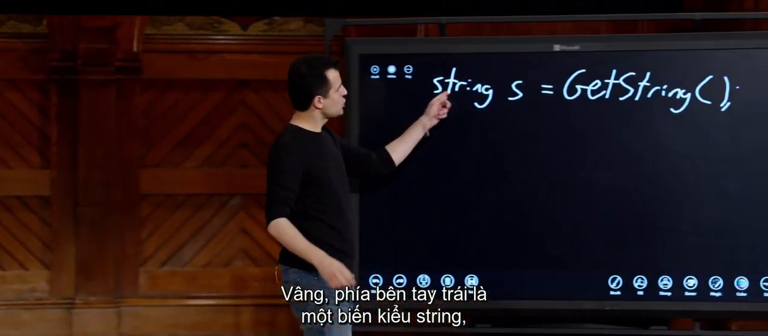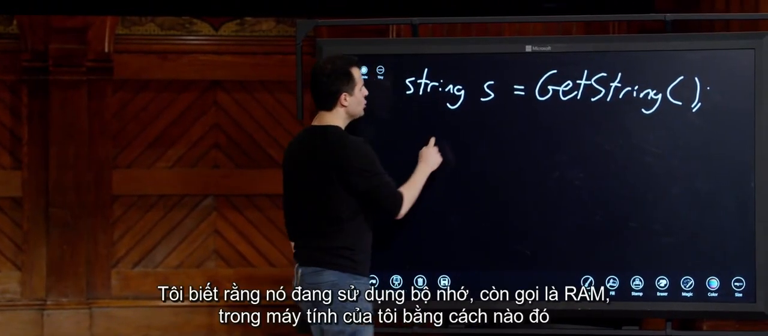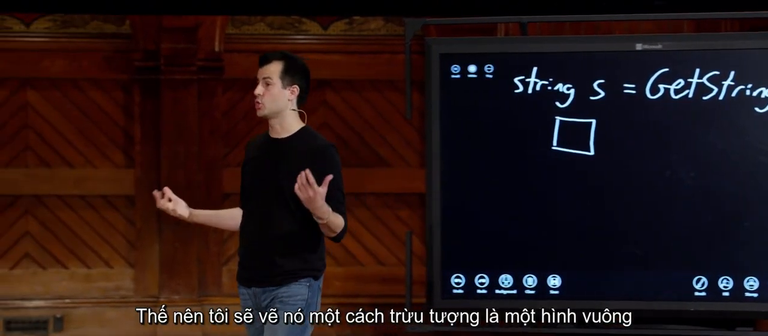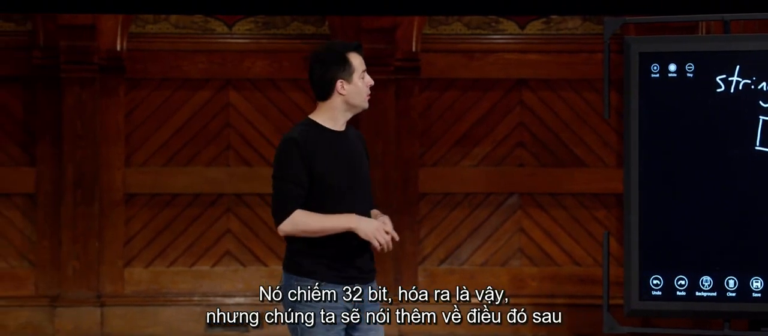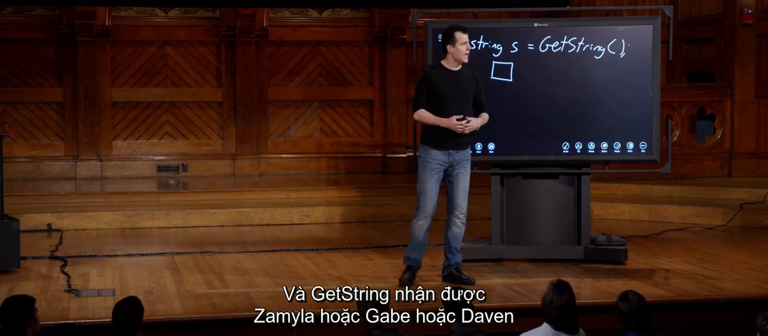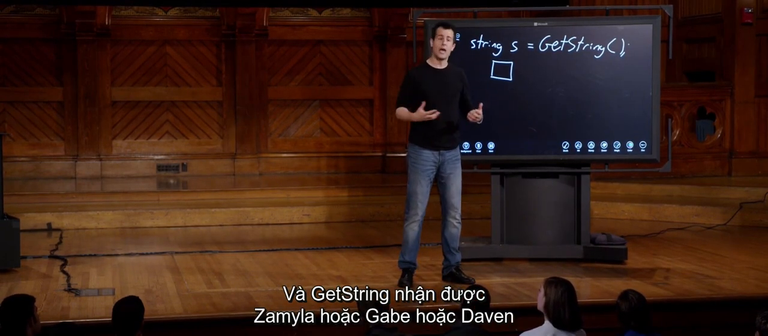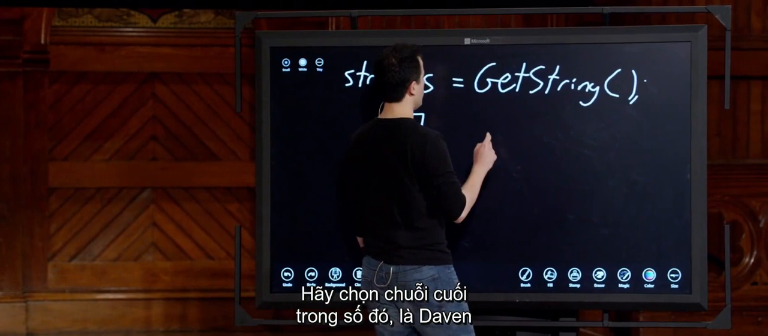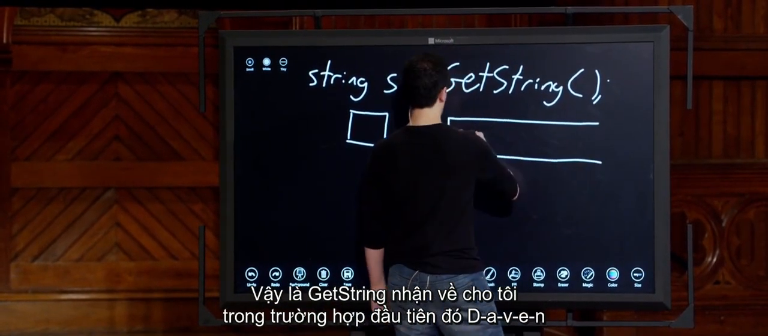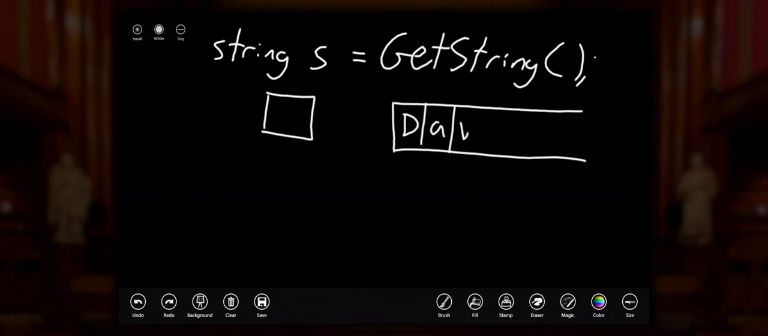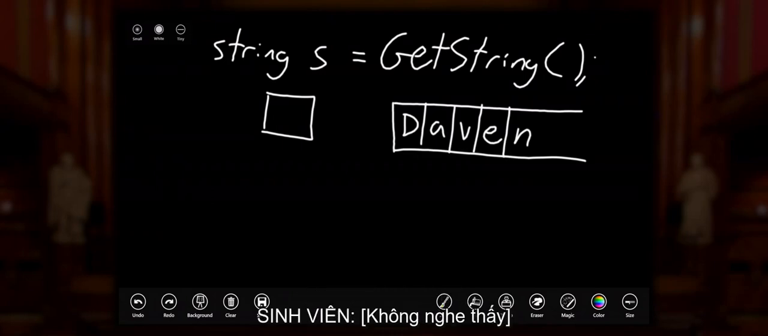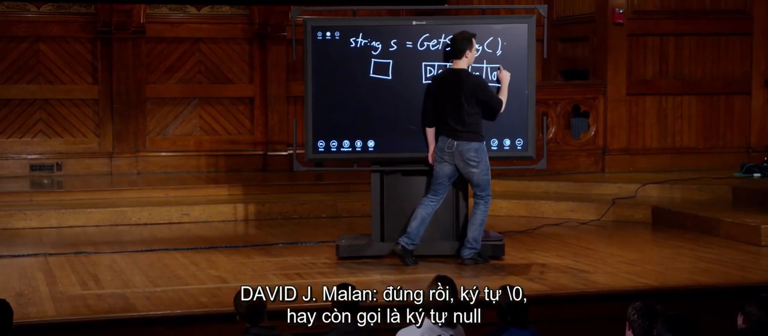Well, on the left-hand side is string, which is some type of variable, and it's called s. So I know that this is using memory, or RAM in my computer somehow, so I'm going to abstractly draw that as a square. 32 bits, it turns out, but more on that in the future. And then what's going on over here? Well, getString obviously gets a string from the user, and getString got Zamila or Gabe or Davin. So let's choose the first of those, which was Davin. So effectively, what getString got me in that first case was D, A, V, E, N, and then what else did it give me secretly? Yeah, the \0 or null character.